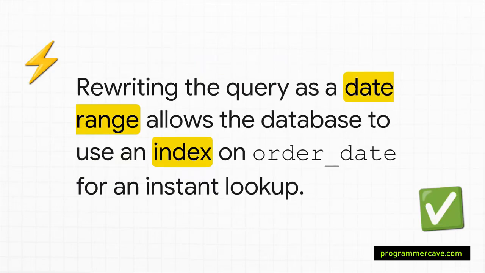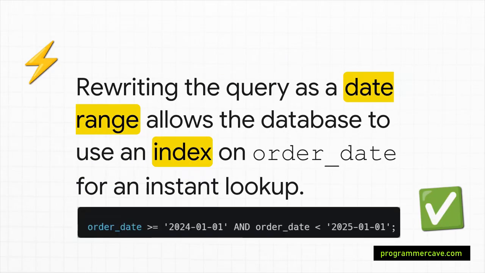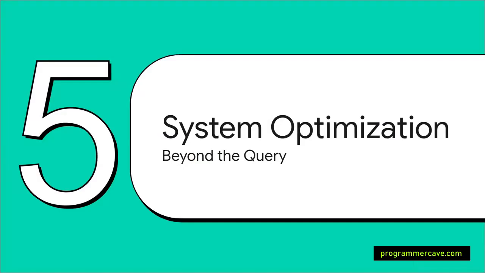Now watch this. Check out the optimized version. See what we did? Instead of running a function on the column, we just gave it a simple date range. Now the database can use that super fast B-tree index on order date and jump directly to the right data. It's such a small change in the code, but the performance difference can be absolutely massive, like orders of magnitude faster.